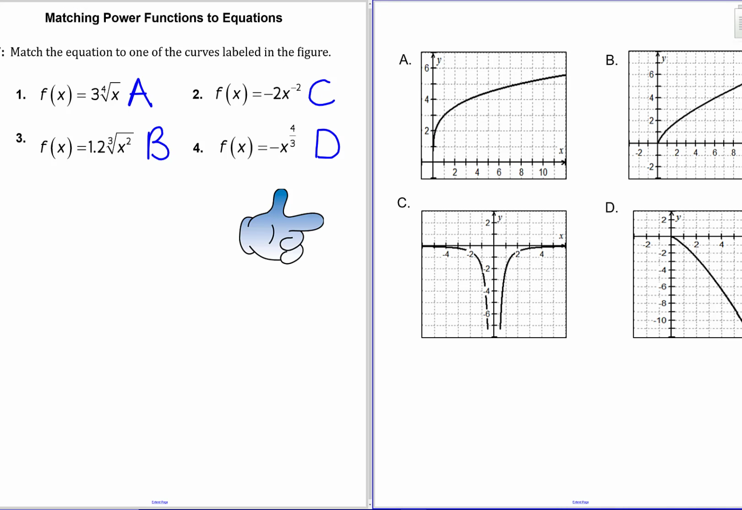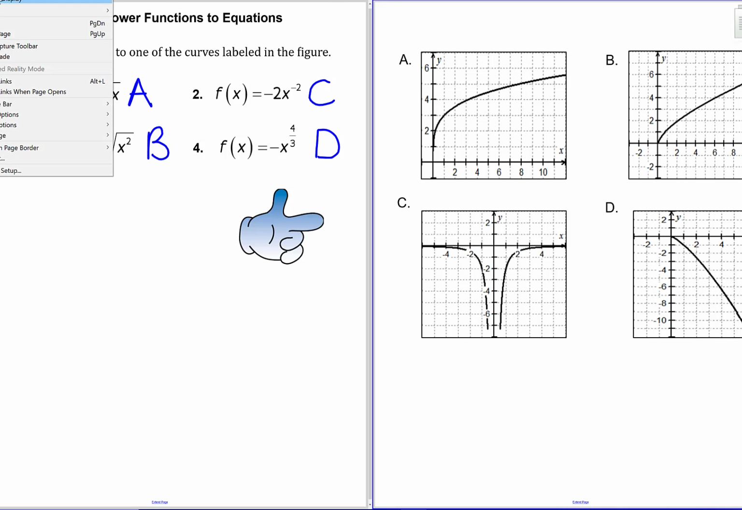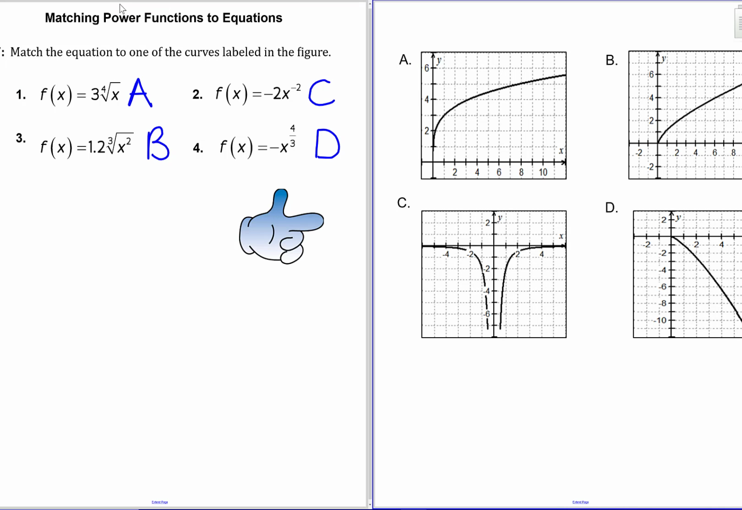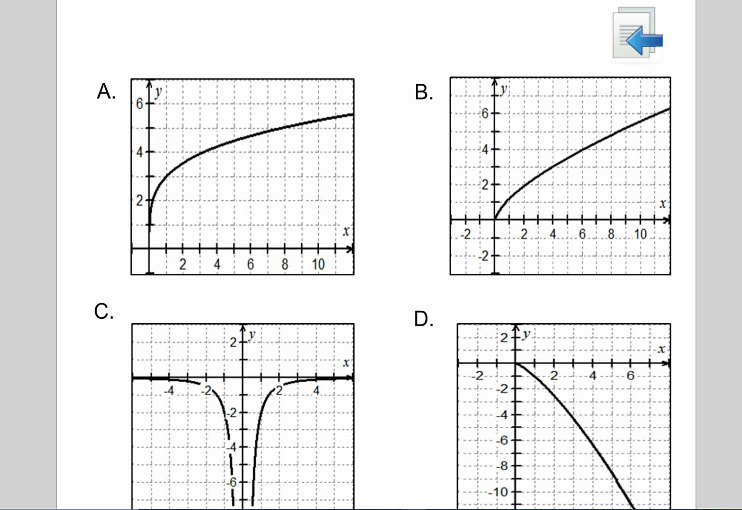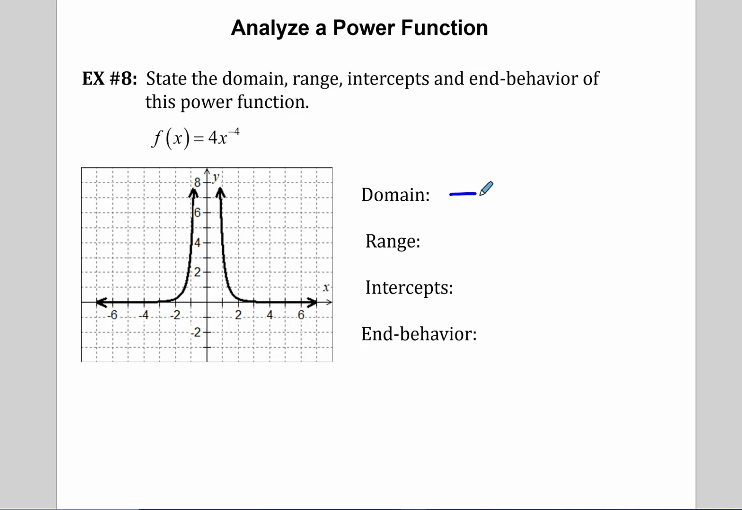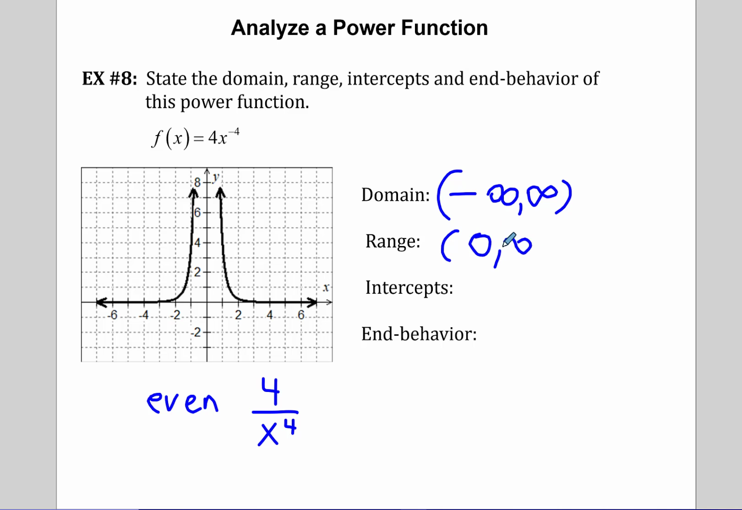In example 8, you're given the graph, and this one we just want you to analyze. The domain is negative infinity to infinity. You can see this is an even function, 4 divided by x to the 4th. It has y-axis symmetry. It's bounded below. There are no intercepts. Don't be fooled that these are intercepts. That's just hovering. That's a horizontal asymptote there.